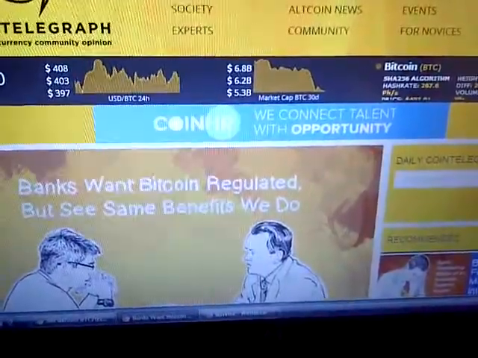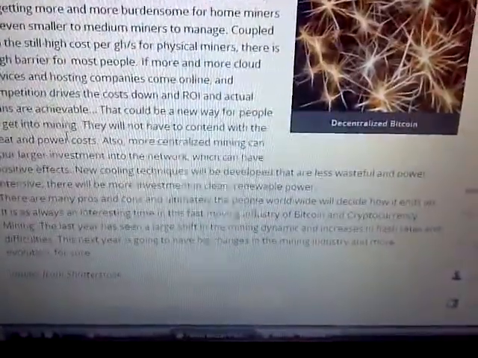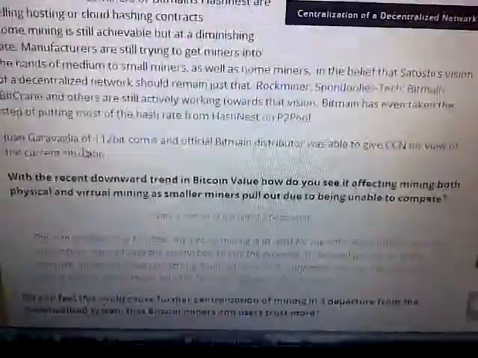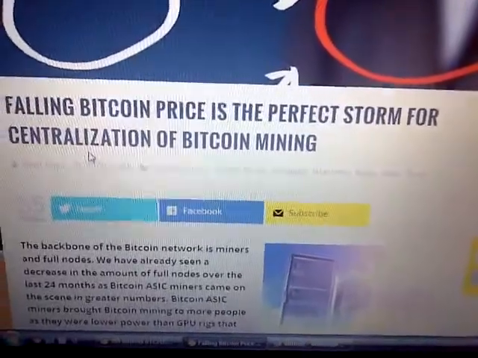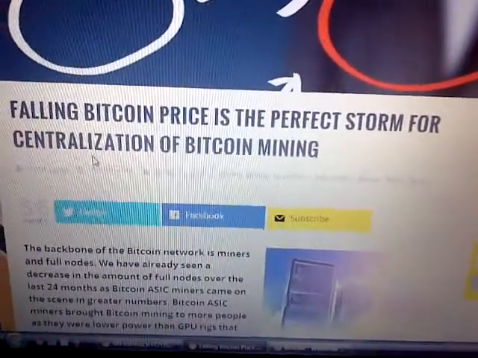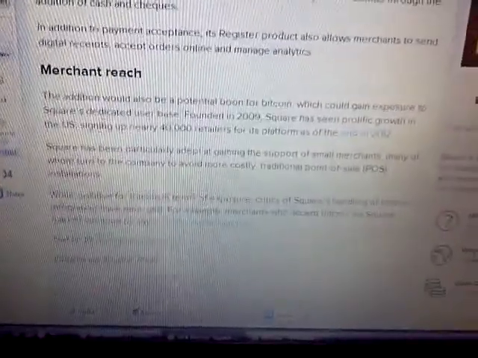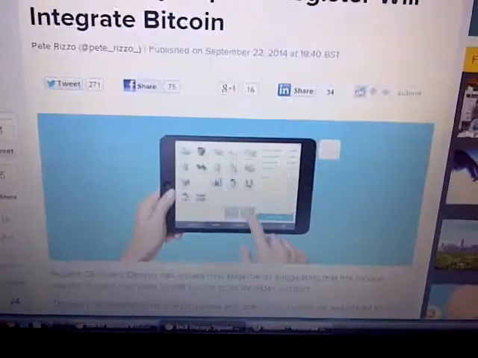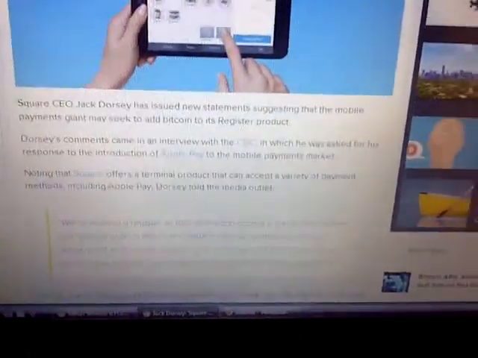And let me see what other things are going on here. Oh yeah, here's another article that I've been reading. What is this talking about? Oh, okay. Falling Bitcoin price is perfect storm for centralization of Bitcoin mining. And I'll get to those a little bit later. And then this one here, I don't know who this person is, but it looks like they're going to integrate Bitcoin into their payment. So these are some recent news that I've seen come up.